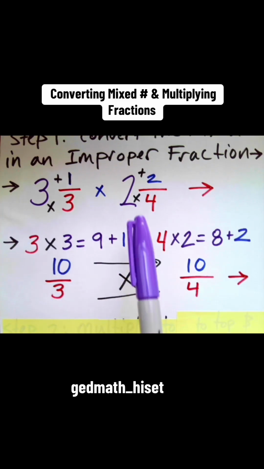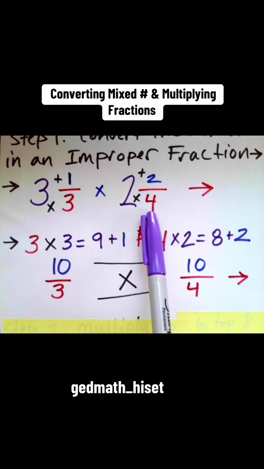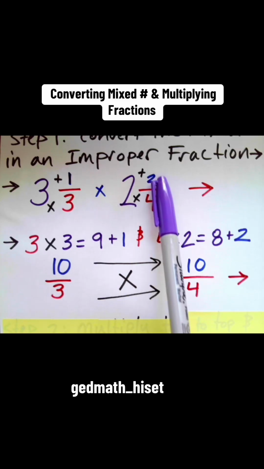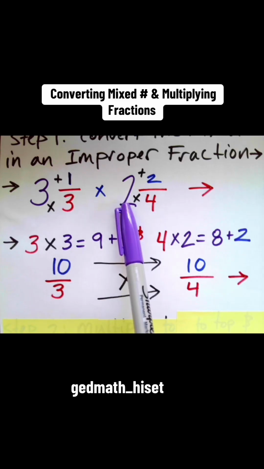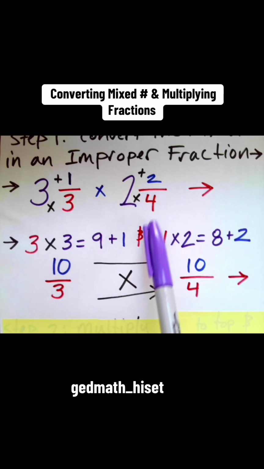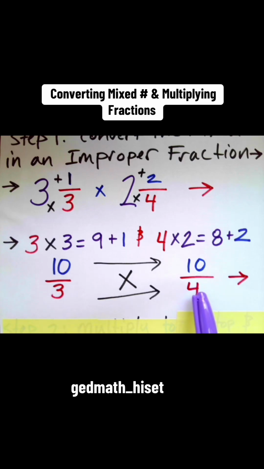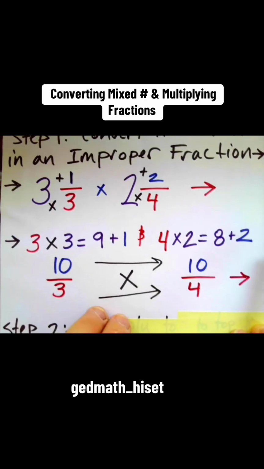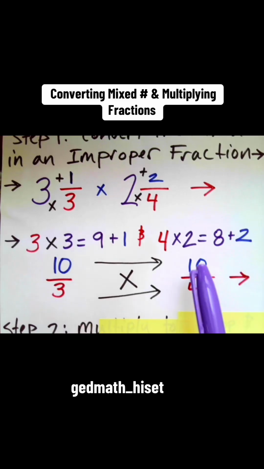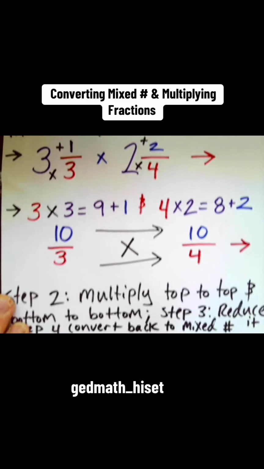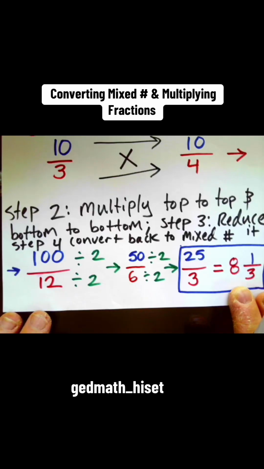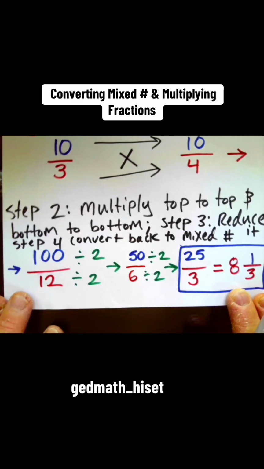Times. Over with this fraction, you take the denominator 4, multiply times the whole number, and then add the numerator to the top number. So 4 times 2 is 8. 8 plus 2 is 10. You keep that same denominator, 10 over 4. And then step 2, of course, when you're multiplying with fractions, proper or improper fractions, you want to multiply top to top and bottom to bottom. Convert back into a mixed number, reduce your fractions.